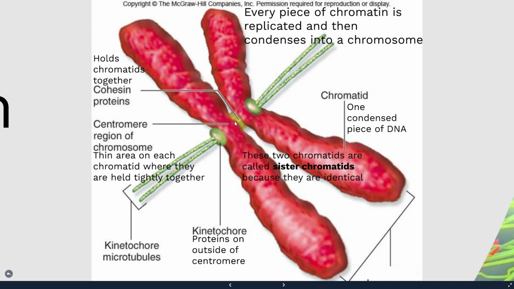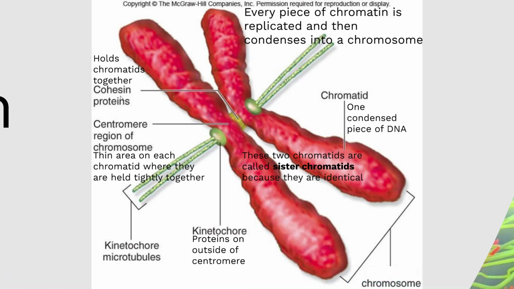Okay. Now, the glue that holds the two sister chromatids together in this one chromosome is made of proteins called cohesins. Cohesin proteins are cohesive. They hold things together.